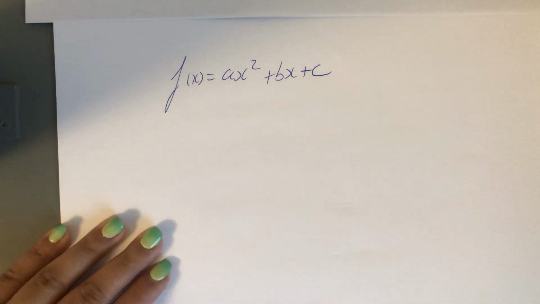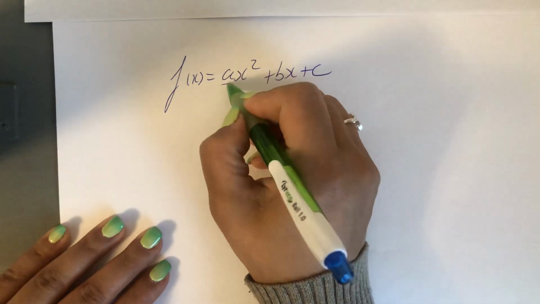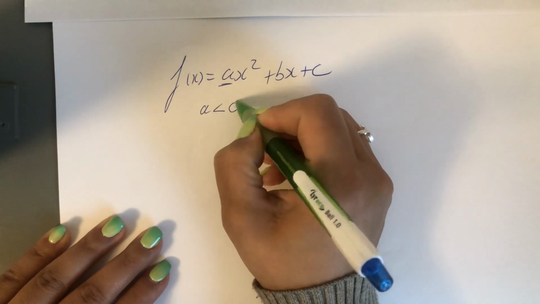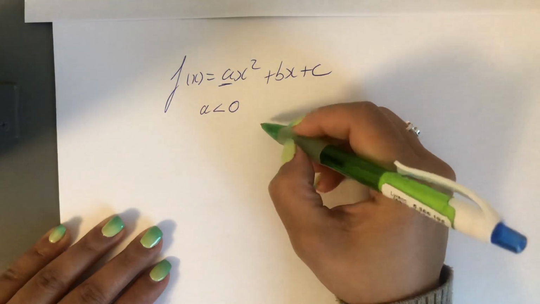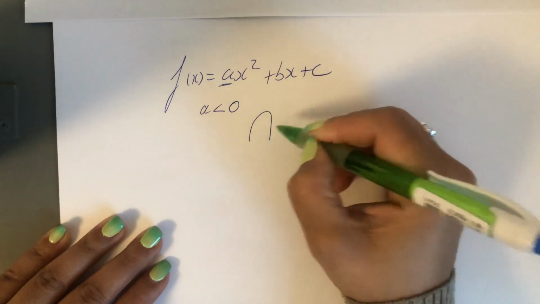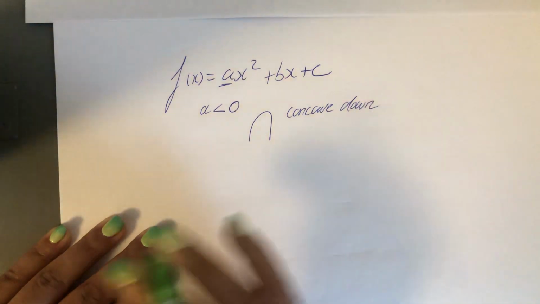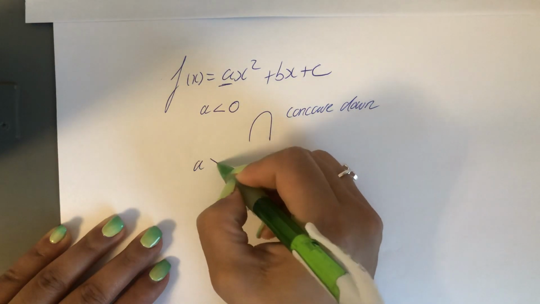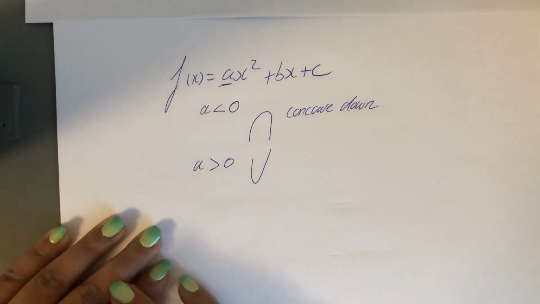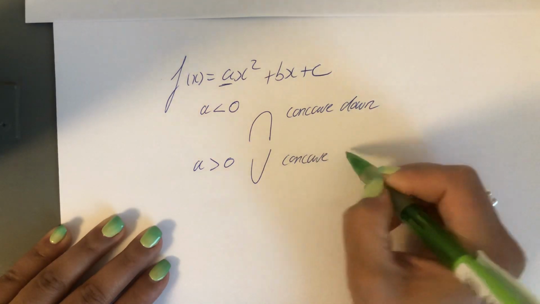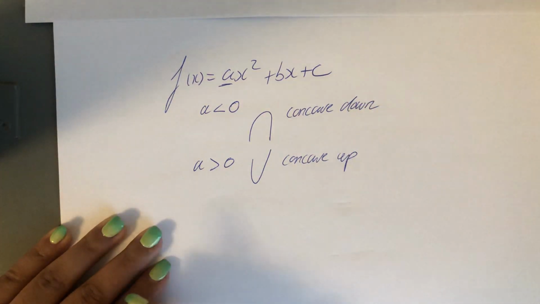So the book also says, hey, if the a is less than 0, we call it frowny, but now we can use a more mathematical word, concave down. When the a is more than 0, we have a smiley, concave up. Those are the terms that they use this year.